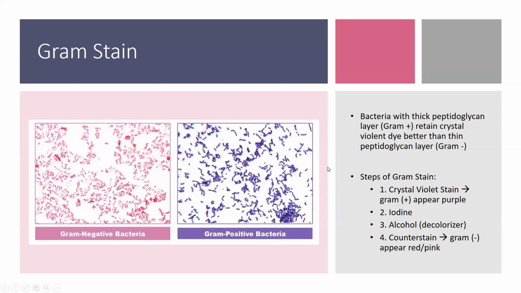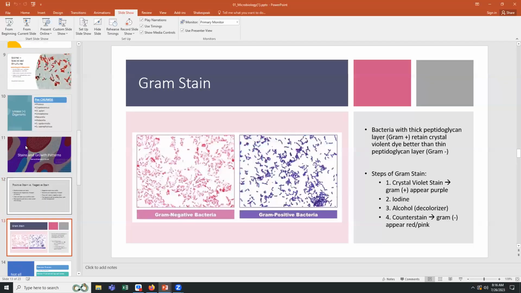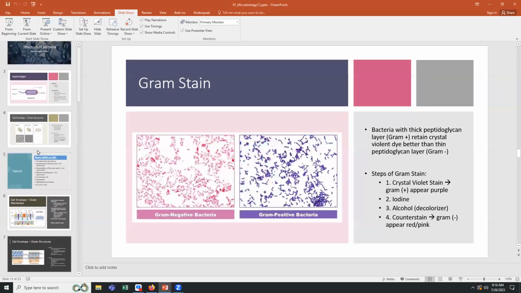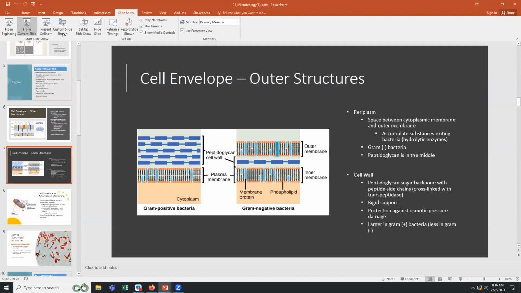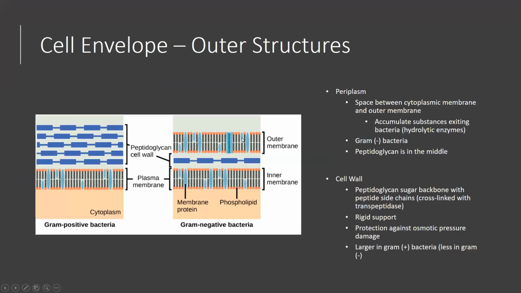And the reason why is the peptidoglycan cell wall layer, its thickness, as well as how it's set up. If we remember our gram-negatives, we go back to this picture here, our gram-negatives have an outer membrane, a thin peptidoglycan cell wall layer, and an inner membrane. Our gram-positives have this really thick peptidoglycan layer, but they do not have an outer membrane. So that's the difference between the two.